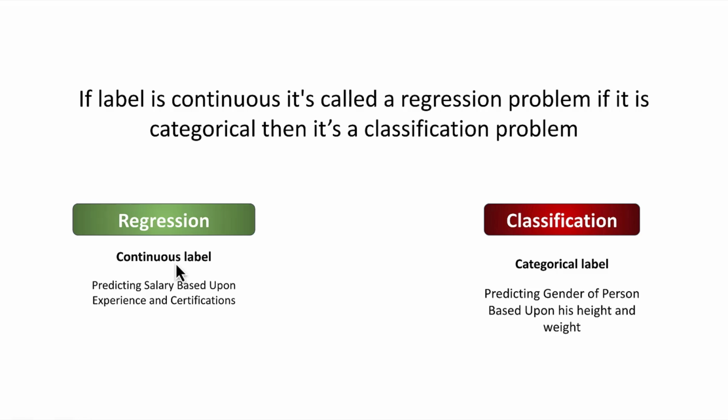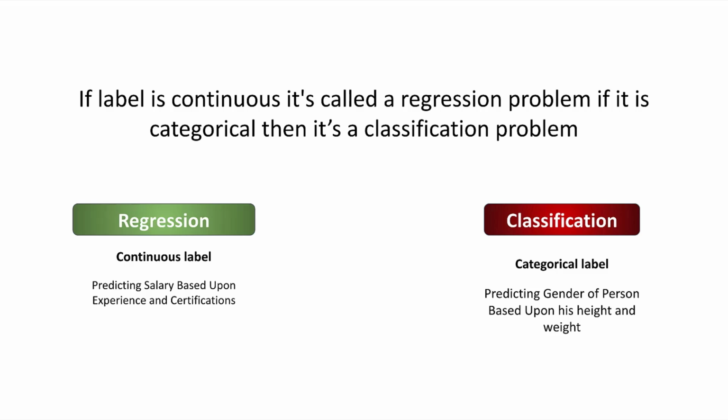As we are predicting the salary of a person based upon his experience and certifications, the value of salary is continuous because it can be any value. So that is called a regression problem. On the other hand, if we are predicting the gender of a person based upon his height and weight, then we are predicting a categorical value because gender can be either male or female. So here this problem will be called classification. In simple words, in supervised machine learning, if we are predicting a continuous value, then we are dealing with the regression problem. And if we are predicting a categorical value, then it is a classification problem.